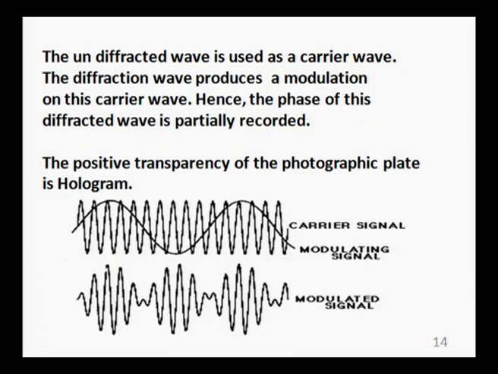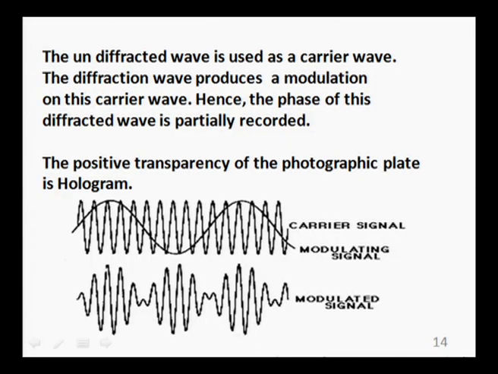And the undiffracted wave is used as a carrier wave. Now, in radio transmission and various transmissions, we have the carrier wave and the signal wave. In the same way, here we have a carrier signal and a modulating signal. The carrier signal is this interfering signal, and the modulating signal is the diffracting signal. Ultimately, when these two are put together, there must be a modulated one. This modulation is called carrier modulation.